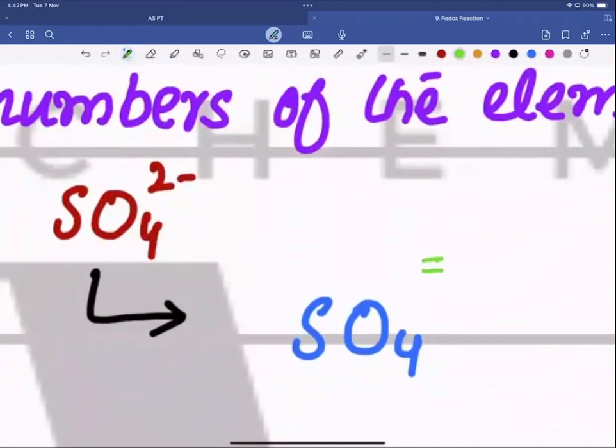So what I will do is write -2. We know the oxygen has -2, and how many oxygens do we have? 4. So if the oxidation number of one oxygen is -2 and there are 4 oxygens, what will be the net oxidation number of oxygen over here?